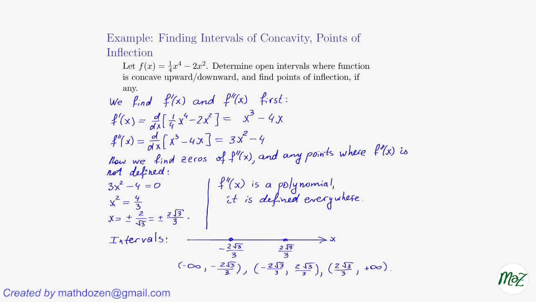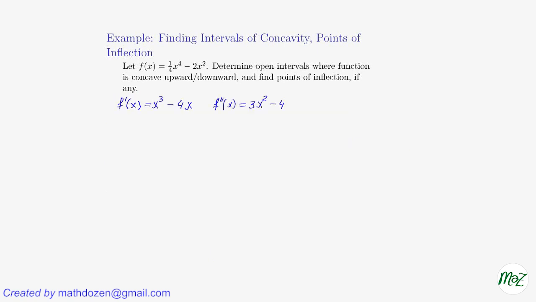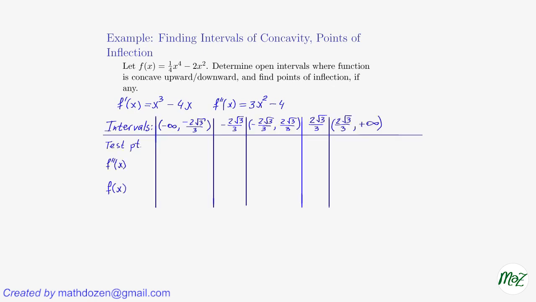And now let me rearrange everything that we need and come up with a table. So that's the first and second derivative, and we put the intervals into the table. So the interval negative infinity and negative 2 root 3 over 3. The point negative 2 root 3 over 3, the interval between negative 2 root 3 over 3 and positive 2 root 3 over 3, the point 2 root 3 over 3, and the rightmost interval 2 times square root of 3 over 3 up to positive infinity.